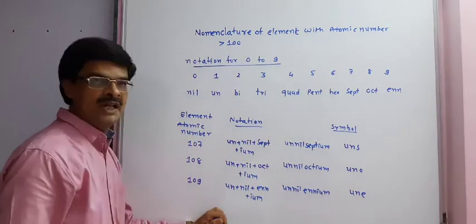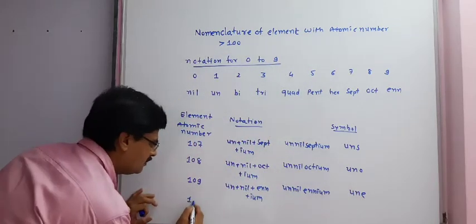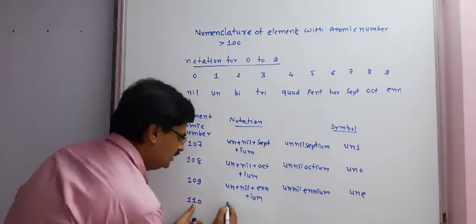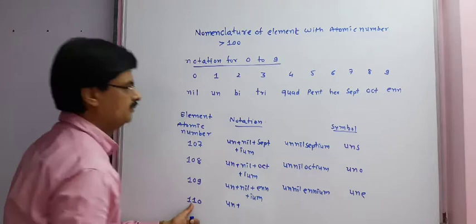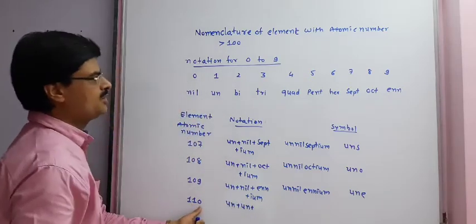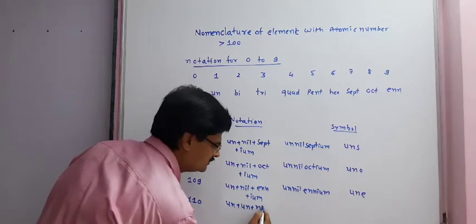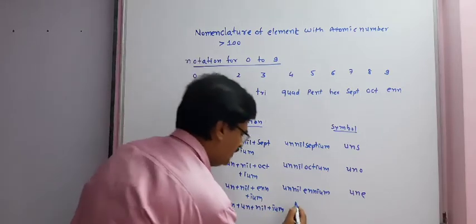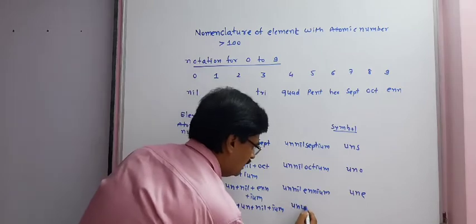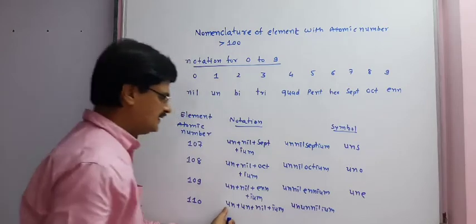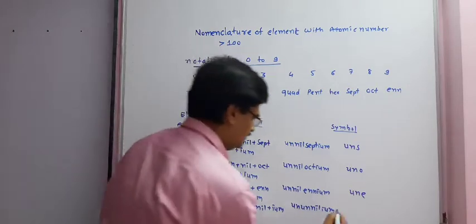Now for element number 110, atomic number 110, for 1 un, again un, plus for 0 we have nil plus ium. So the name will be ununnilium and the symbol will be UUN.